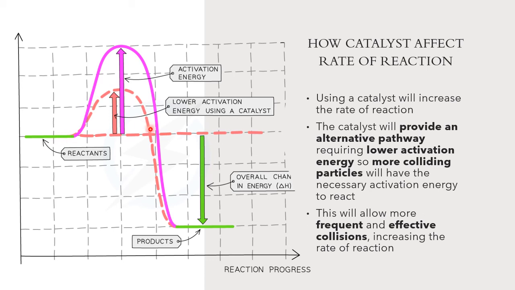So more colliding particles will have the necessary activation energy to react. So this will allow more frequent and effective collisions, increasing the rate of reaction. So kita ada banyak guna perkataan effective collision sebab kita tahu for reactant particles to react, particles must collide. Collide tu mesti guna dengan energy yang optimum supaya berlaku effective collision. So effective collision tu lah yang akan menyebabkan reaction berlaku. Kalau tidak, bila dia collide biasa, dia hanya akan bounce back. So nothing happen. So we must have effective collision for the reaction to occur.